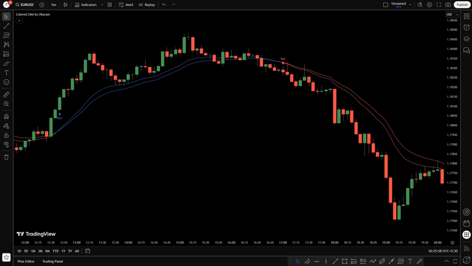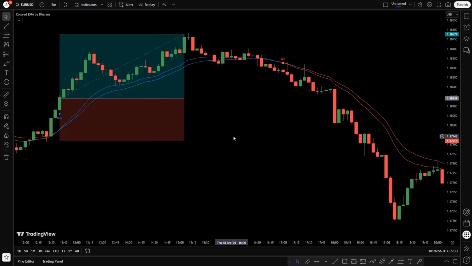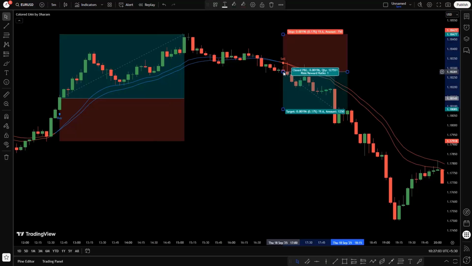Now, let's learn how to use this indicator. Here, the Trend Finding EMA indicator has given a buy signal. And here the Trend Finding EMA indicator has given a sell signal.